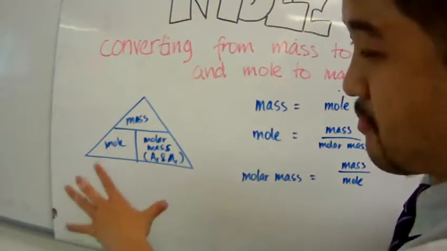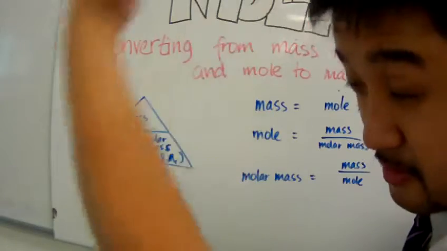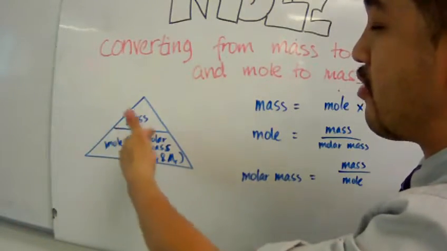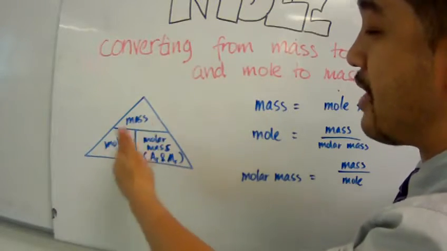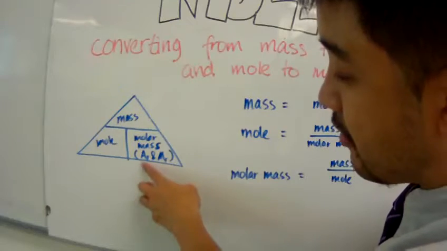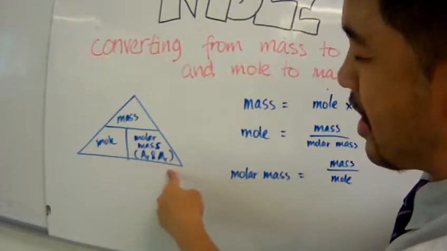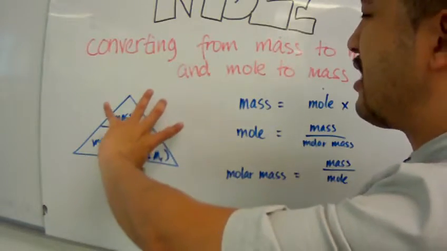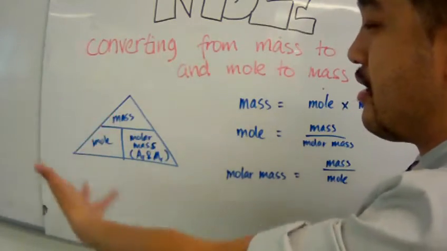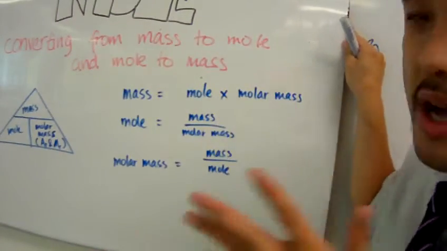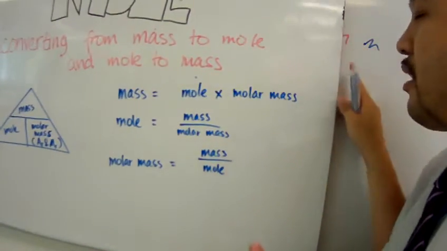I forgot off the top of my head what we can call this, but this is basically a relationship triangle between mass, moles, and molar mass. Or, in some of your books, you will see it as Ar or Mr, the relative masses. When you deconstruct this relationship triangle, you can come up with three possible formulas.